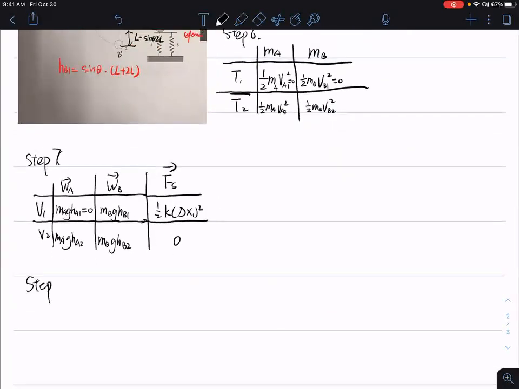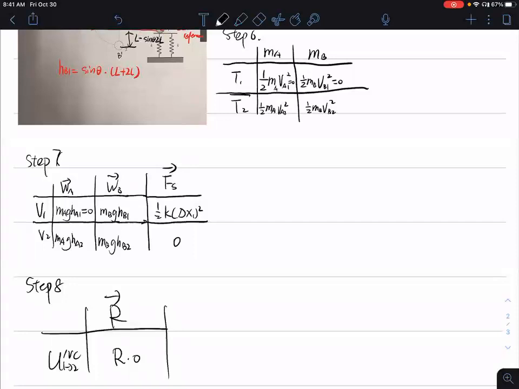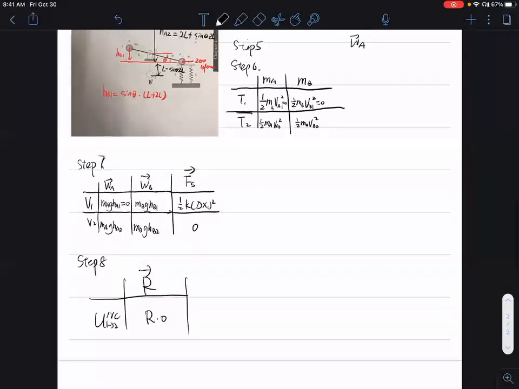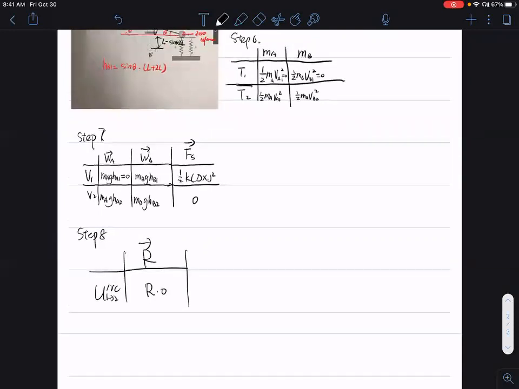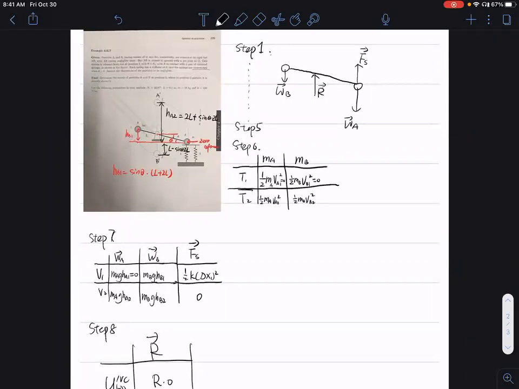Step 8 is to find all the work done by non-conservative forces. In this case, we only have the force R, which does 0 work, because that point is not moving. Once you have those 3 tables, you can assemble the work-energy equation to finish up this problem.